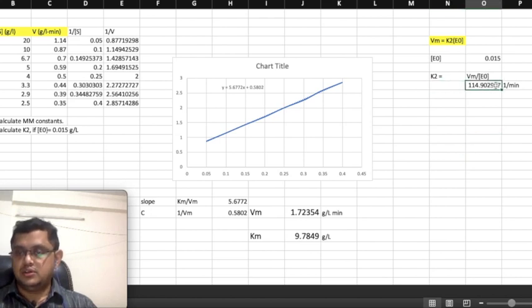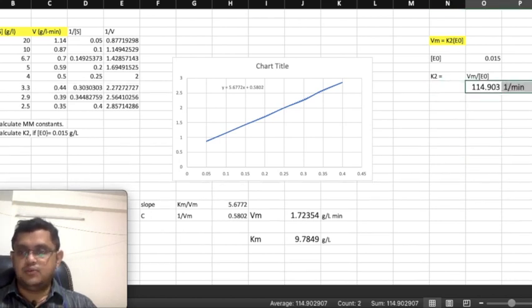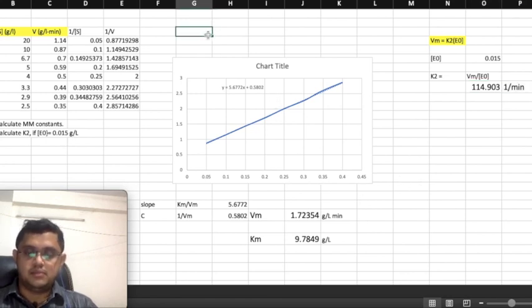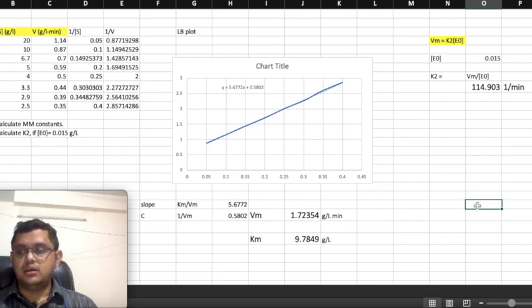So this is the value of K2. So this is how you can solve a problem. So we can find out Km, Vm and K2 values. This is not the only way. This is the Lineweaver-Burk plot method. We can use the same data and you can practice for Eadie-Hofstee and you can calculate using the Hanes-Woolf method. There is a small variation in the values, but that is acceptable. So you can try. Thank you.